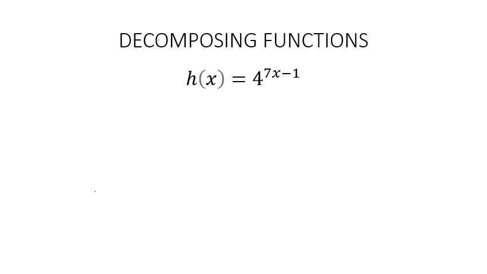Here's a different function to be decomposed, and there are at least two ways to do this, and I'm going to show you both ways that are probably the easiest ways to think about this one. So these are all going to depend on what we're considering to be the outside function and what we are going to replace with a box. So this is 4 to the power of 7x minus 1. So really the main thing that's going on is that 4 is being raised to some power.